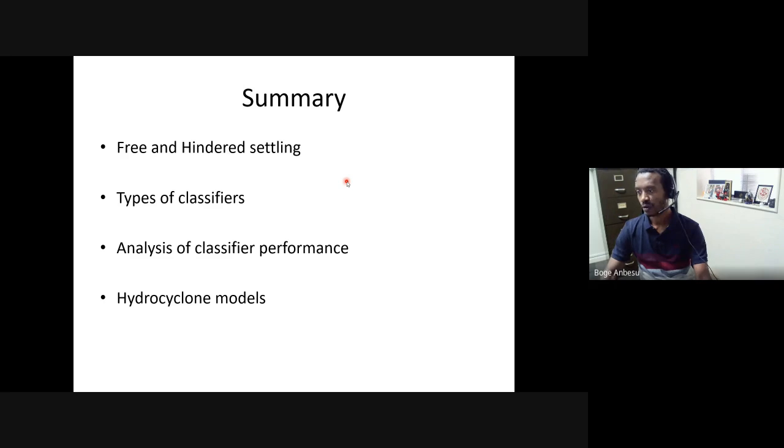And in terms of classifier performance, I mentioned to you how we measure performance, but I'll probably do a couple of examples to help you understand how we construct a partition curve and so on using simulated data. But before I go there, I'll probably pause a little bit and see if you guys have a question. Any questions so far?